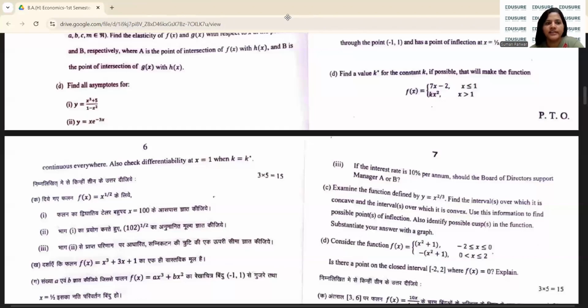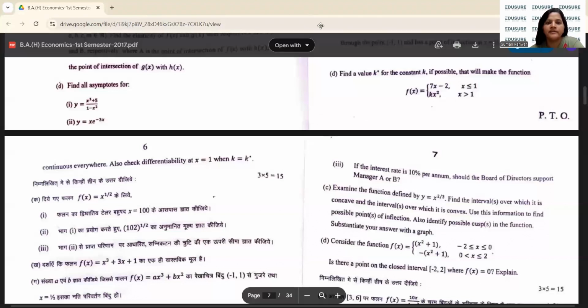PU 2017 Introductory MME question number 3D part 1. Find the asymptotes for y equals to x cube plus 5 divided by 1 minus x square.